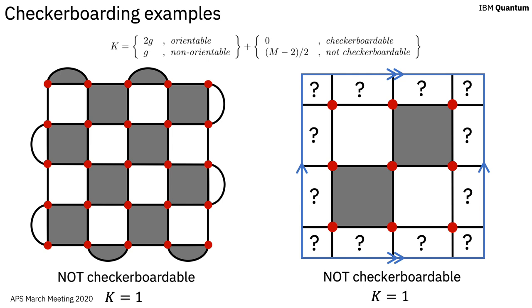It's a very similar graph. It just happens that when there's an odd dimension of your square lattice on the torus, then you lose one of the encoded qubits because it's no longer checkerboardable.